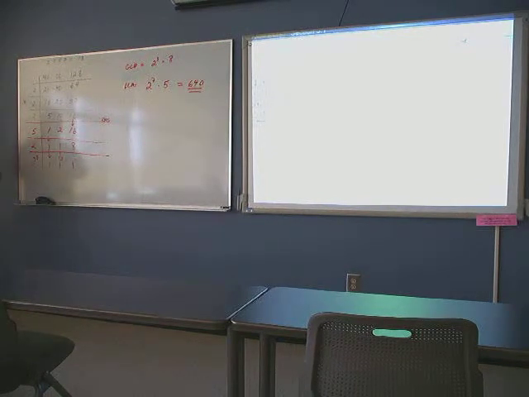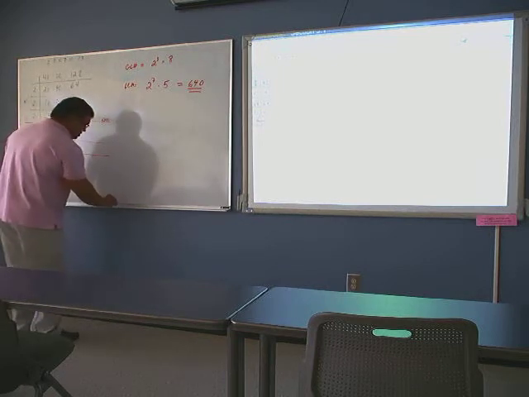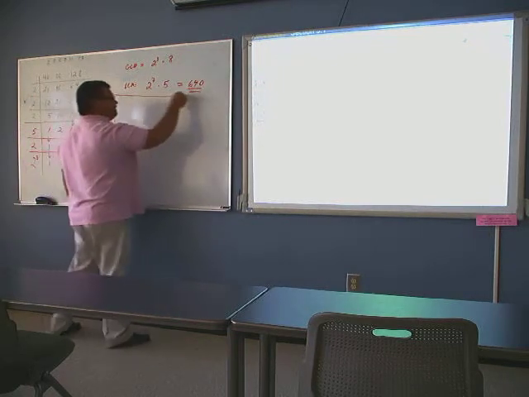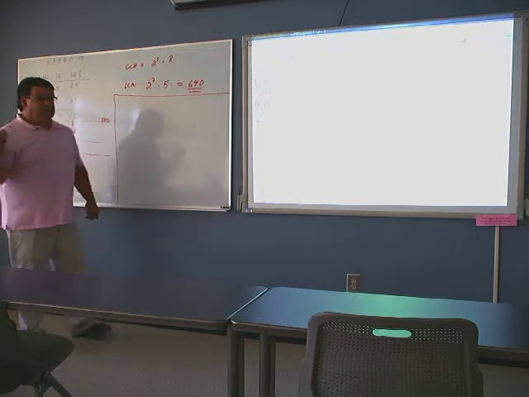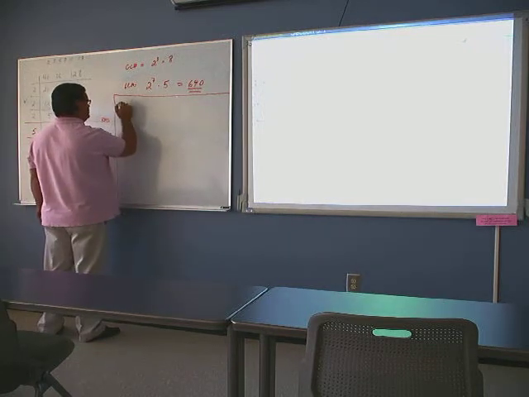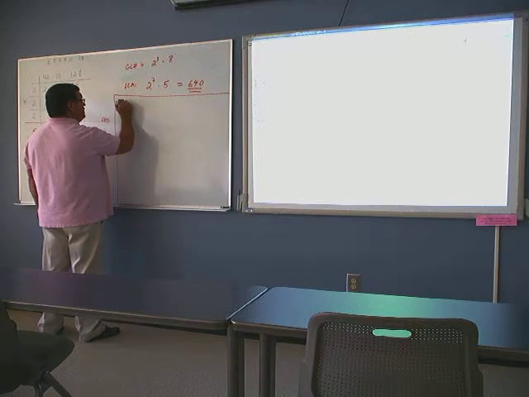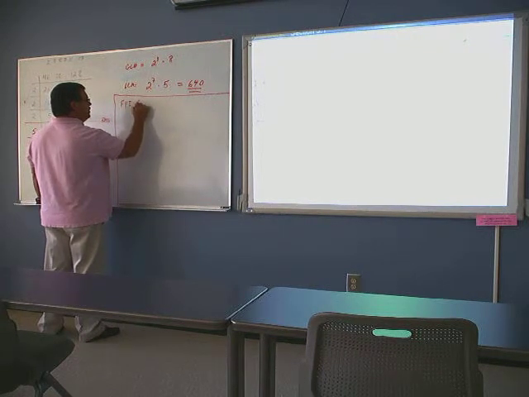Y'all check me. 740. How much? 640? Okay, I'll take your word for it. Y'all check me because I'm doing it in my head up here, and the bigger numbers get, the more slow I get. So that's your least common multiple.